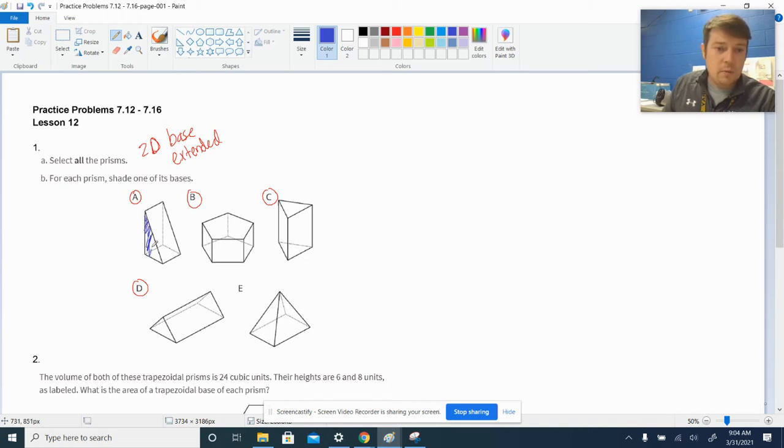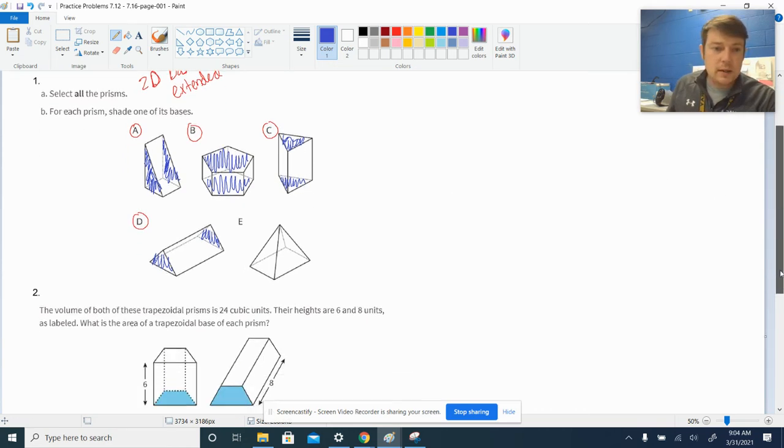Now the next question says for each of them shade their bases. So we're going to shade both bases. This one was made from a triangle extending to another triangle. This one was made from a pentagon extending to another pentagon. This one was made from a triangle that extended to another triangle. Once again, a triangle to a triangle. Notice on the last one, there aren't two shapes that you can shade that are parallel and opposite each other like prisms have. Not two-dimensional figures extended.